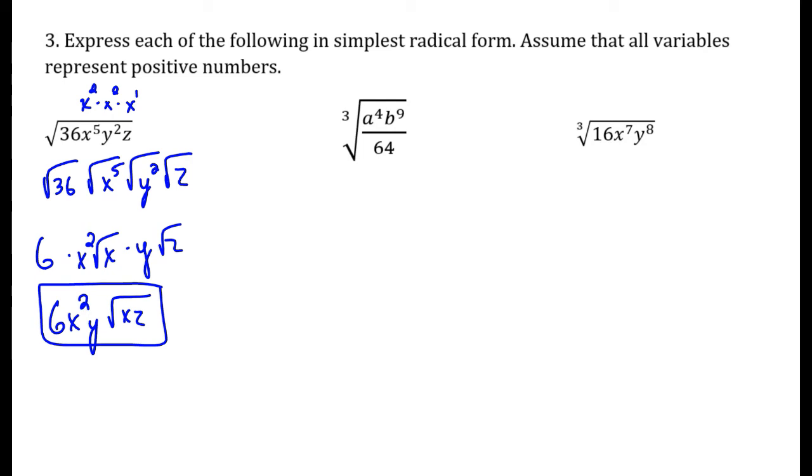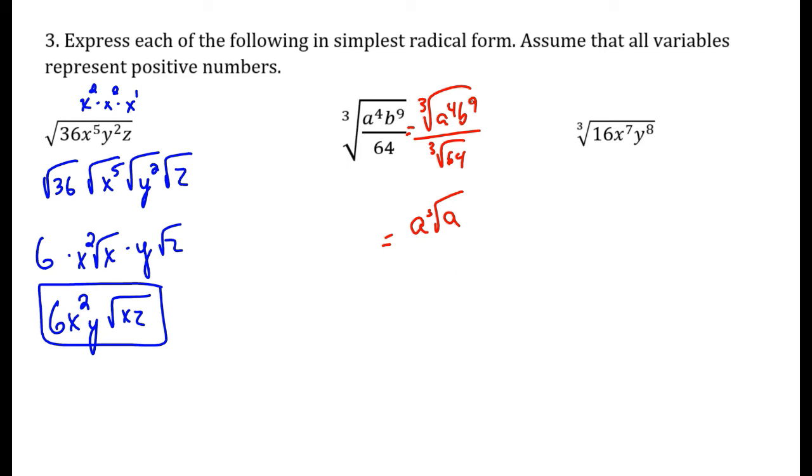I've got the cube root of a to the fourth, b to the ninth, over 64. Well, this is really the cube root of the top over the cube root of the bottom. Well, because I'm dealing with a cube root here, I'm taking out groups of 3. So if I take out 3 a's, I get an a outside the cube root because I got rid of 3 of them, and I'm left with 1 a.